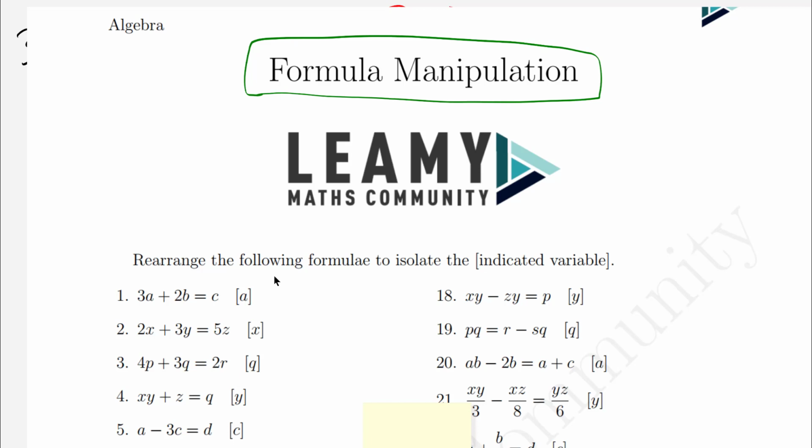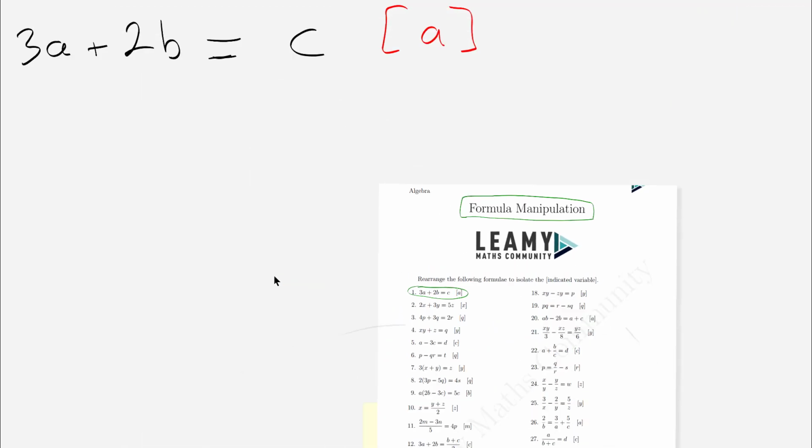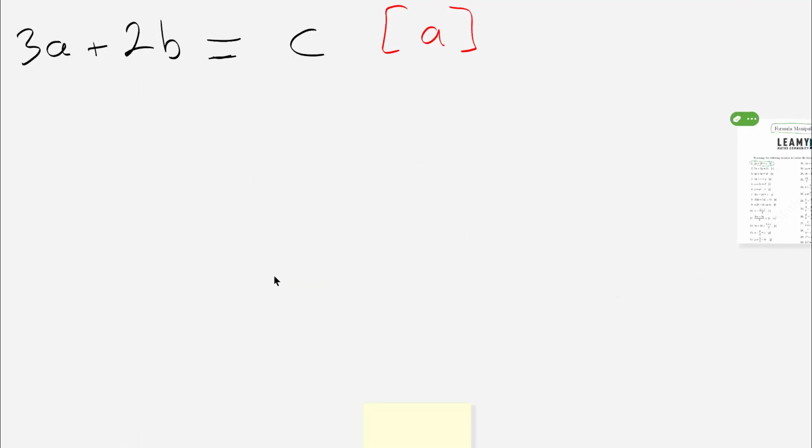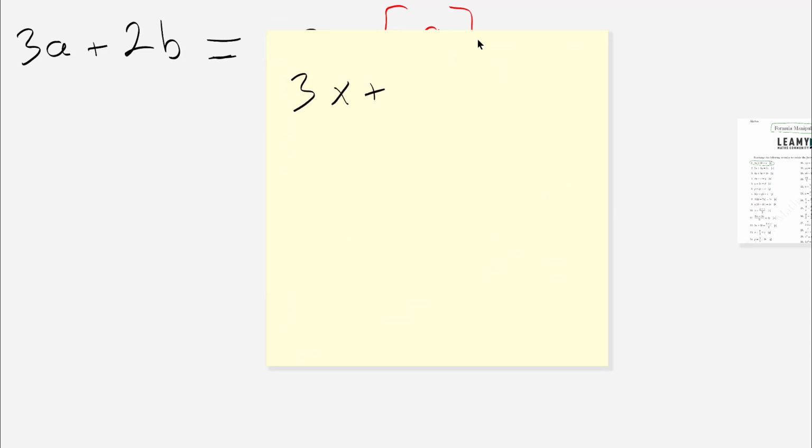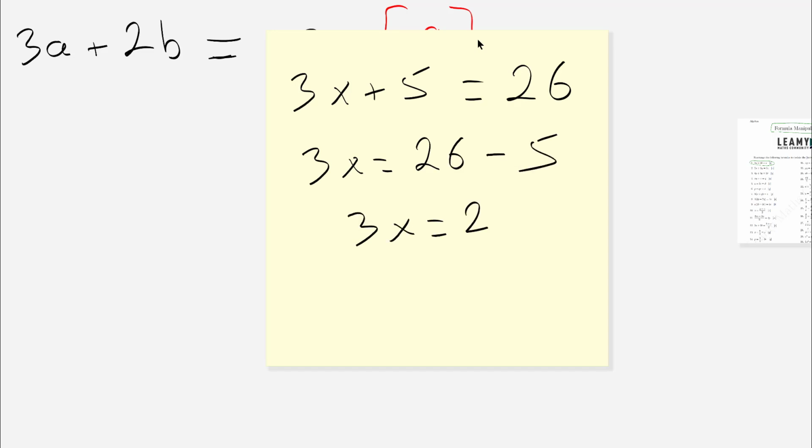So the easiest way to learn this is through a couple of examples. So let's start off here with the easiest one, question 1. 3a plus 2b equals c. We need to get a on its own. Formula manipulation is really just a revision over your basic algebra. Most of you would be happy enough if I said 3x plus 5 is equal to 26, and you wanted to solve this. You would simply say 3x is equal to 26 take 5, 3x is equal to 21, x is equal to 21 divided by 3, which is 7.